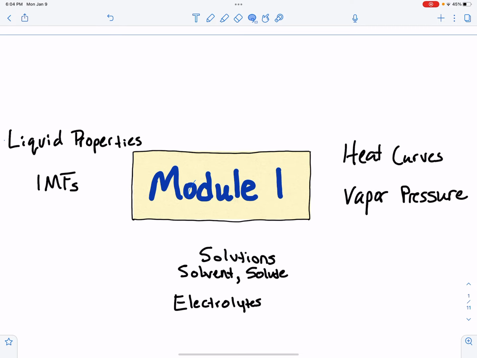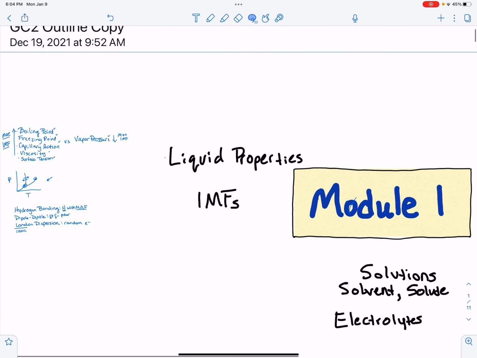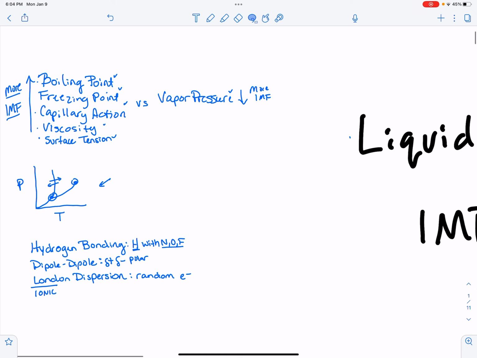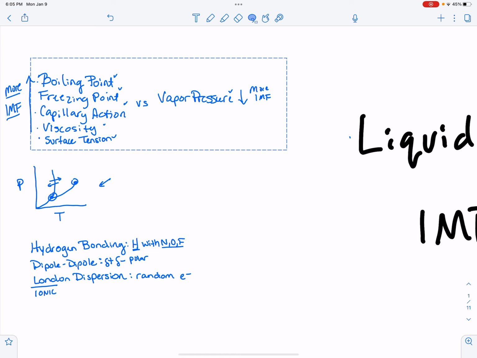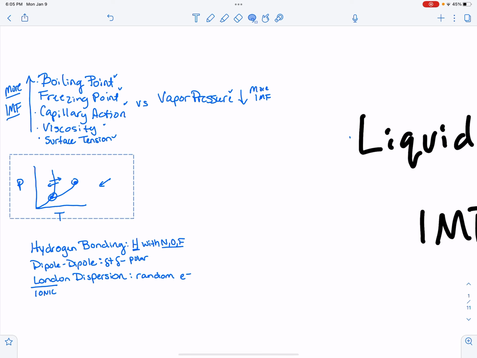So with liquid properties and IMFs, you're going to be looking at ideas like boiling point, freezing point, capillary action, viscosity, surface tension, all of these ideas in here. And then you're also going to be learning about vapor pressure. So these are all basically liquid properties. These are for pure liquids. You're also, in the third section, going to learn about how some of these properties change when you've made a solution.